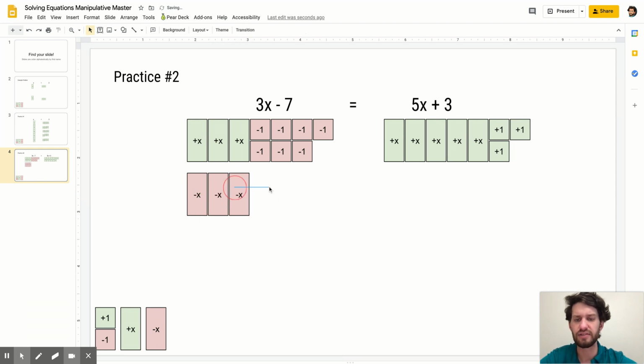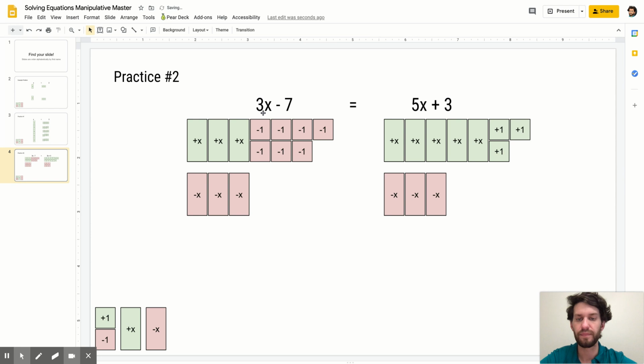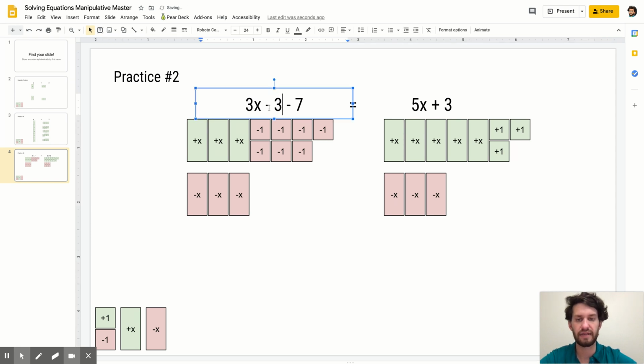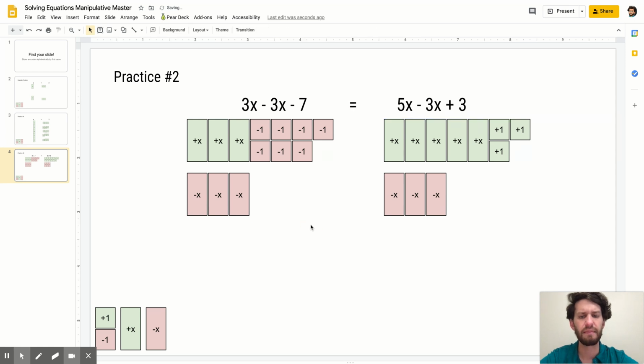And whatever I do to the left side of my equation, I also have to do to the right. So 3x minus 3x, 5x minus 3x. Now remember, if this was a negative 3x, in order to get rid of those x's, I would have to add 3x to both sides. But since it's a positive 3x, I'm going to subtract to move them over.